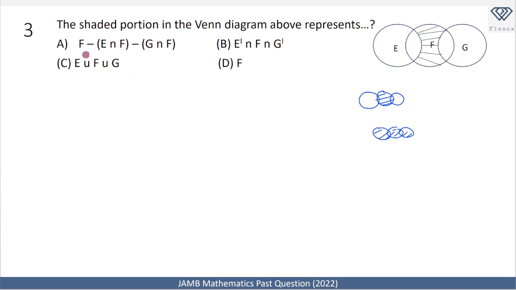Now let's move on to option A, which is F minus E intersect F minus G intersect F. Now we know that this is F, which we have over here already, which is going to be everything shaded. Now we know that E intersect F is going to be the region shared by these 2 parts, which is what we have over here. This is E intersect F. And we know that G intersect F is going to be the shared part between F and G, which is this region over here. So if we have the entire region of F and we subtract out this part and we subtract out this part over here, we can see that we are left with what is being shaded over here. So the correct answer to this question is option A.